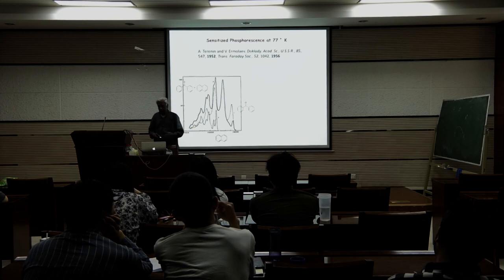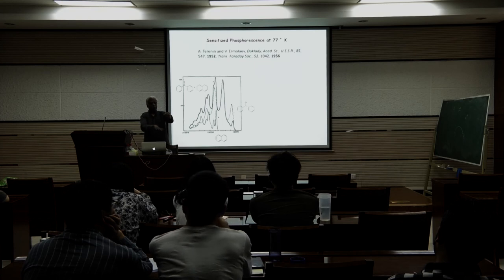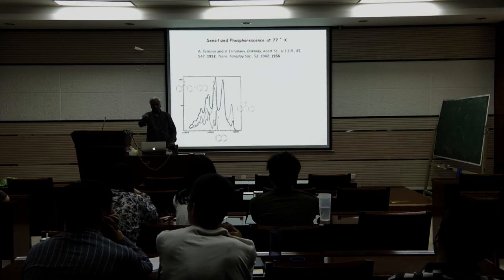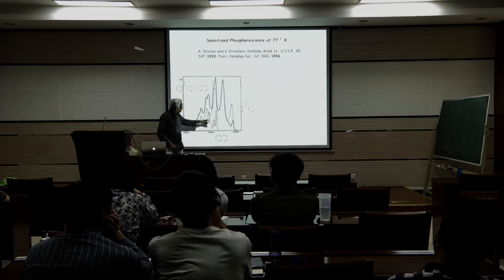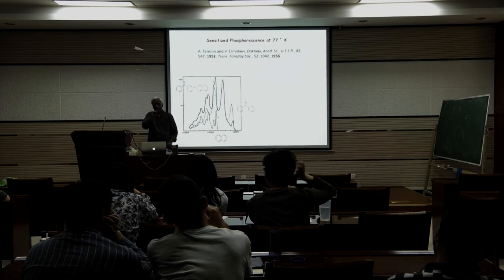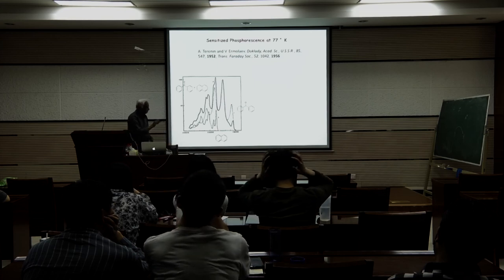This is a very famous example. There are two compounds, benzophenone and naphthalene. When you excite benzophenone alone, no naphthalene, you see emission from it. When you have only naphthalene and excite it, you see the naphthalene emission. If you put both together and excite benzophenone, the naphthalene emits. That tells you the energy is transferred from benzophenone to naphthalene.